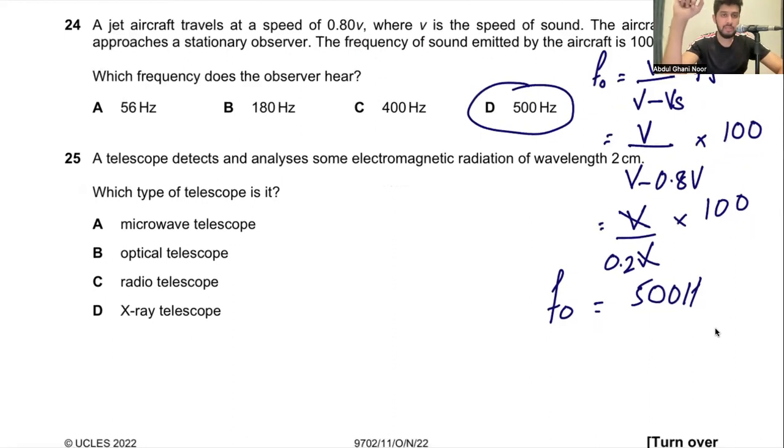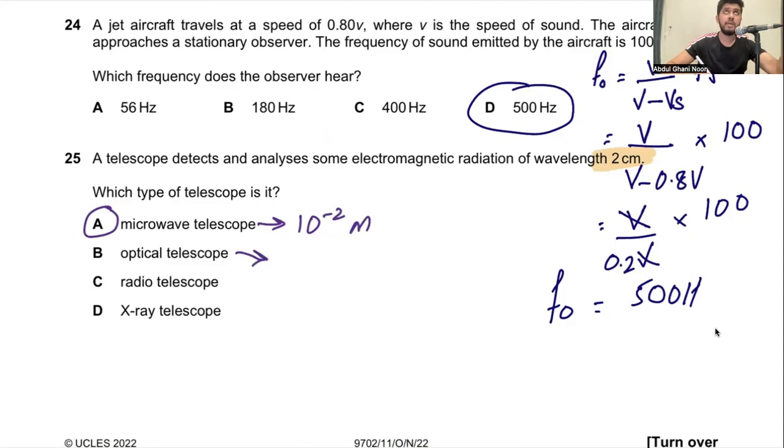Question number 25 says, a telescope detects and analyzes some electromagnetic radiation of wavelength 2 centimeters. So the wavelength that is analyzed is 2 centimeters. Which type of telescope is it? A microwave telescope. Microwaves have a wavelength of typically 10 to the power minus 2 meters, approximately. So yes, it is a microwave telescope because this is centimeters, this is 10 to the power minus 2 meters.